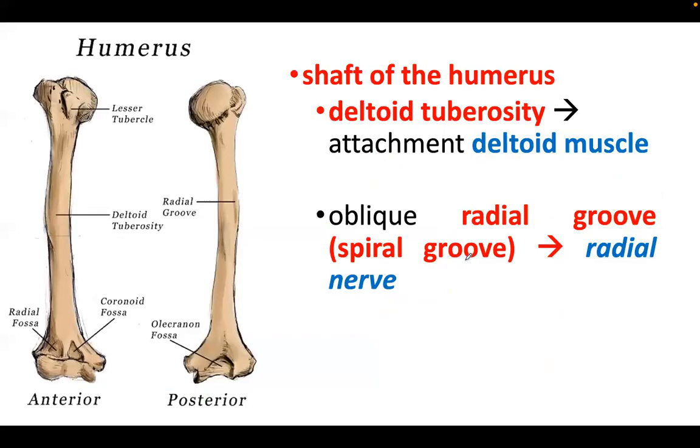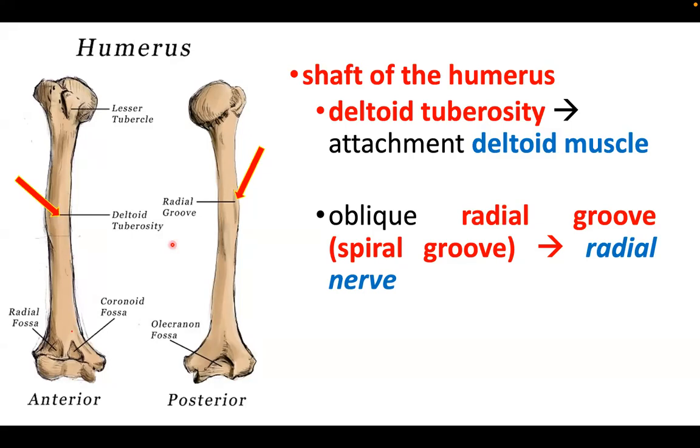Now, another thing to remember for your examinations, this is the anterior view of the humerus, and this is the posterior view of the humerus. Anteriorly, you're going to see the deltoid tuberosity. Posteriorly, you're going to see the radial groove. Now, this is the shaft of the humerus.